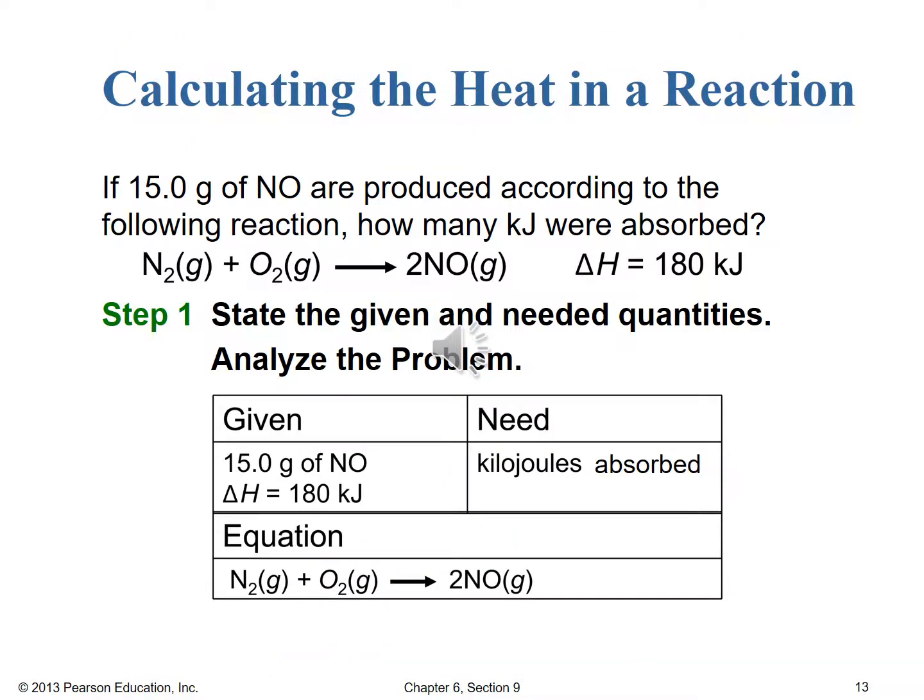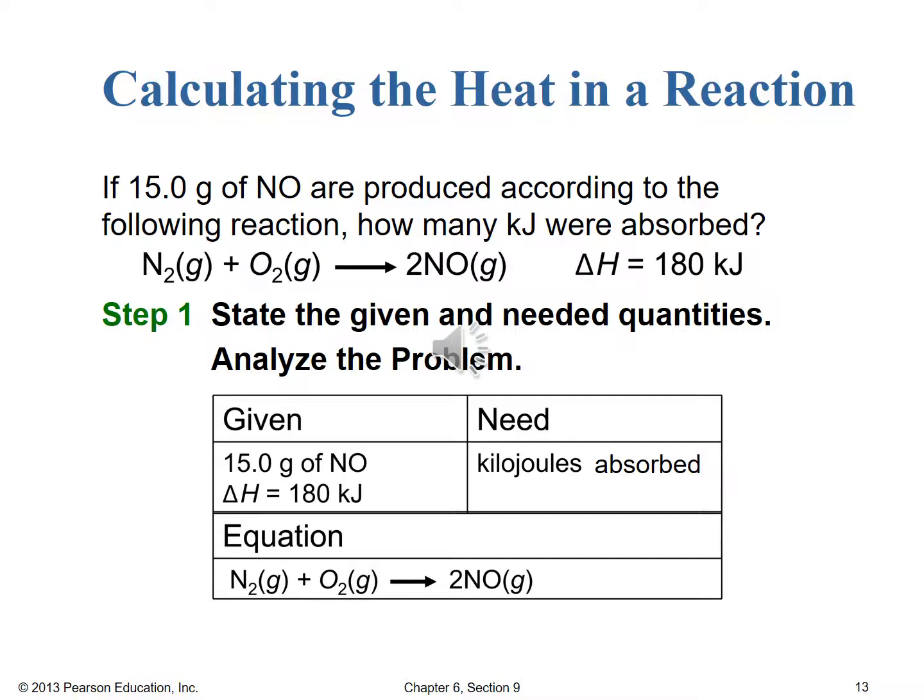All right, so let's work this example together for calculating the heat of a reaction. If 15.0 grams of nitrogen monoxide are produced according to the following reaction, how many kilojoules were absorbed? So we have 1 mole of nitrogen gas plus 1 mole of oxygen gas yields 2 moles of nitrogen monoxide gas, and that is an endothermic reaction. I know that because the delta H is positive, and it requires 180 kilojoules per mole of N2 and mole of O2 reacted, and that 180 kilojoules is per 2 moles of NO that gets produced.